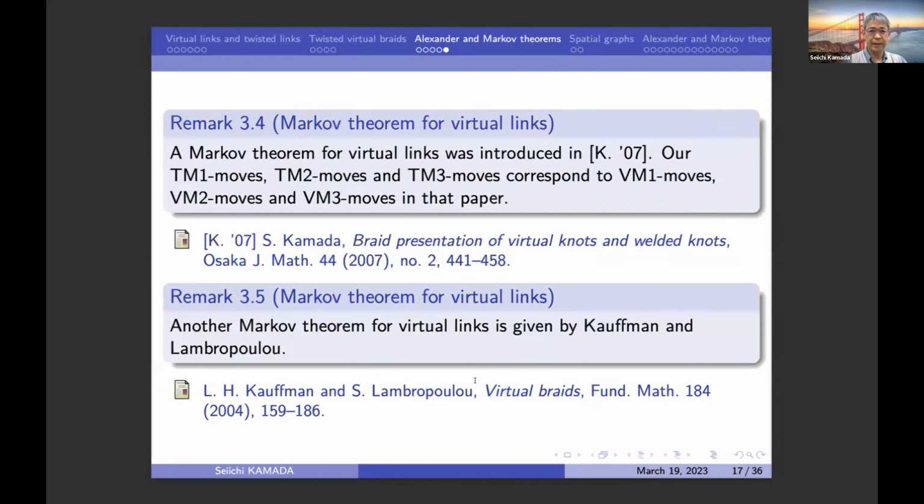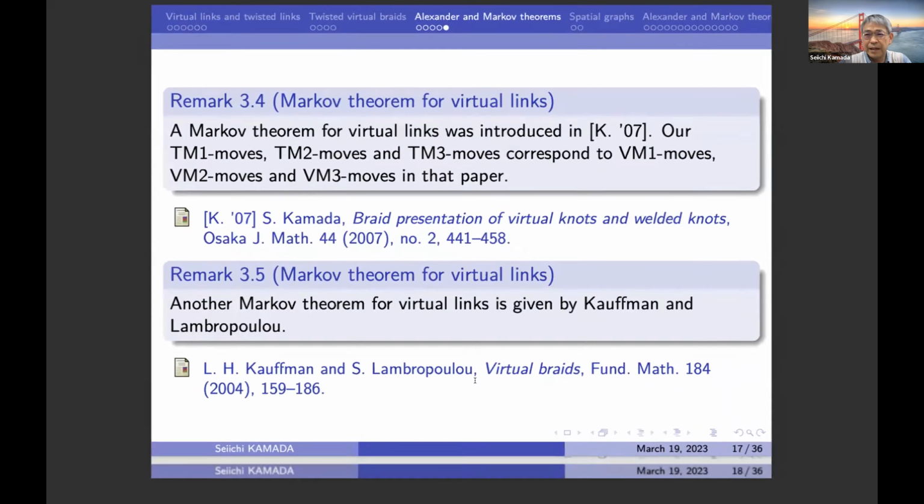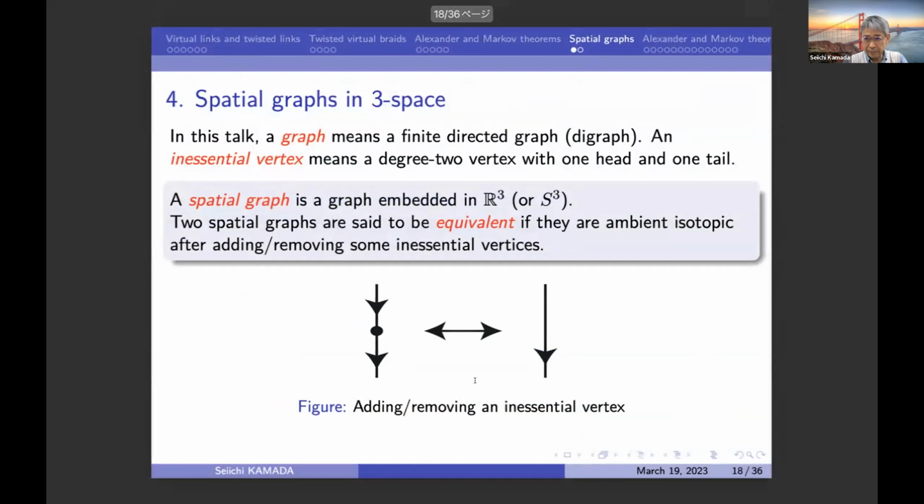These are joint work with Prabhakar and Negi. Are there any questions for now? Then let me move to the next talk, braid presentation with spatial graphs.